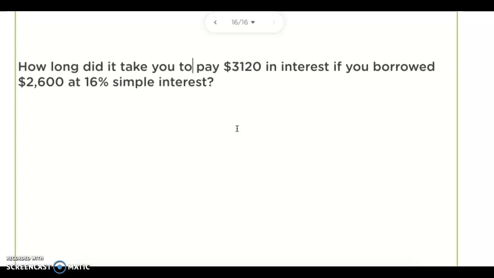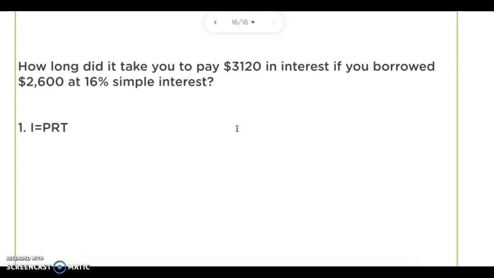So again, the first thing we're going to do is write down our formula. This is simple interest, so it's I equals PRT. Please make sure that you follow these steps. When I did this yesterday live in class, a lot of students didn't follow these steps and they got the answer wrong. So that's step number 1.